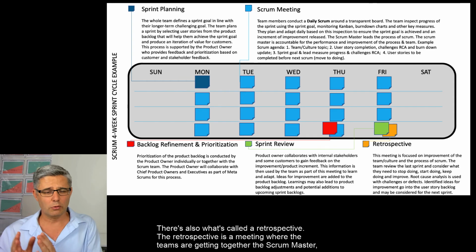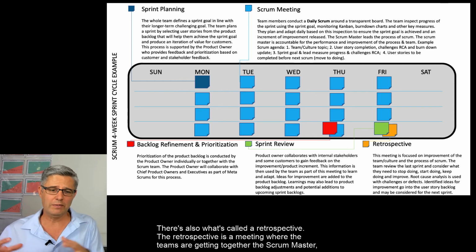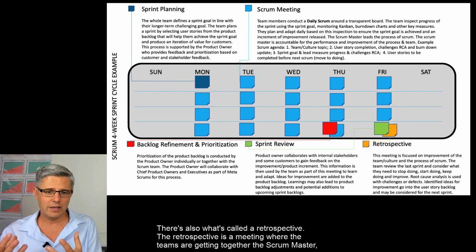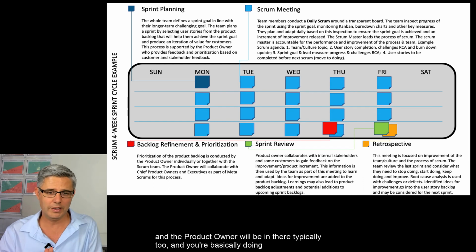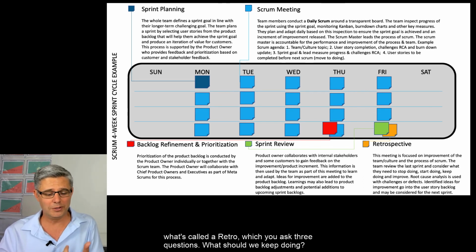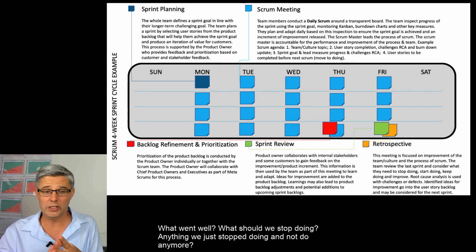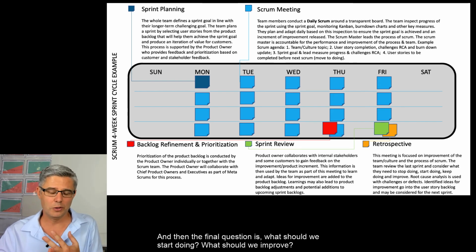There's also what's called a retrospective. The retrospective is a meeting where the team's getting together, the Scrum Master and the product owner will be in there typically too, and you're basically doing what's called a retro, which is ask 3 questions. What should we keep doing? What went well? What should we stop doing? Anything we just stop doing and not do anymore? And then the final question is, what should we start doing?